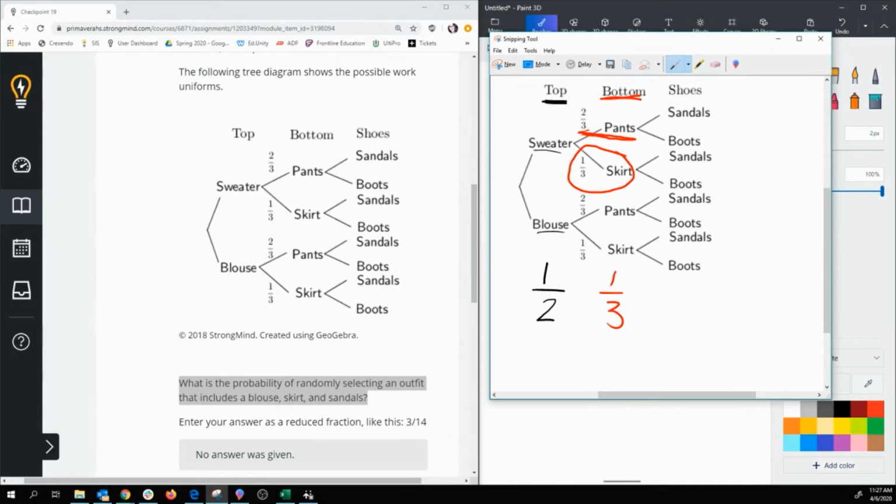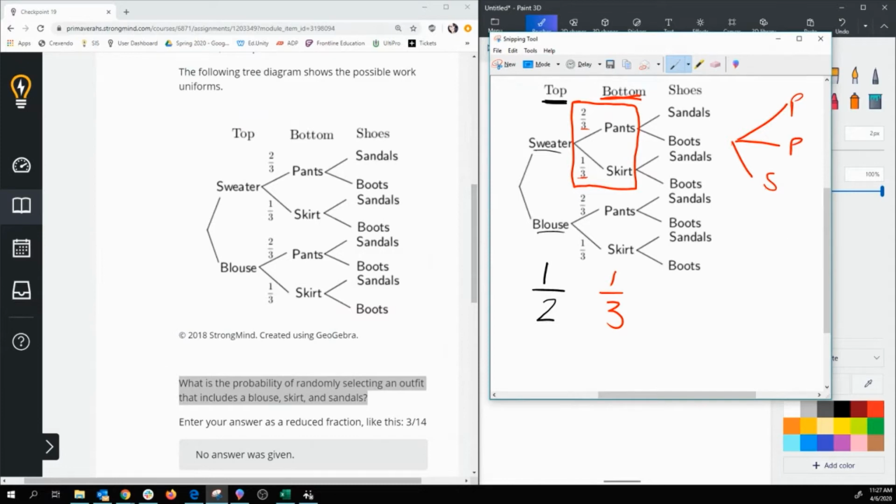So the reason why it's 1/3 is because, so let me erase this. Oops. So if you look at the tree diagram, do you see how there's this 2/3 and then 1/3 on the branches in front of pants and skirts? What this is saying is that there's 3 total options for bottoms, right? Because 3 is in the denominator for both. It should look like this. It should have pants, pants, and a skirt.